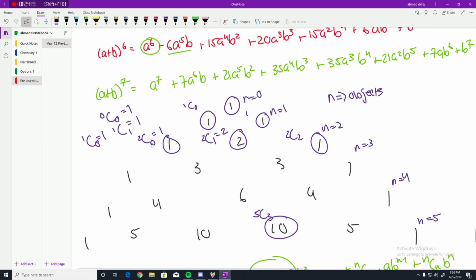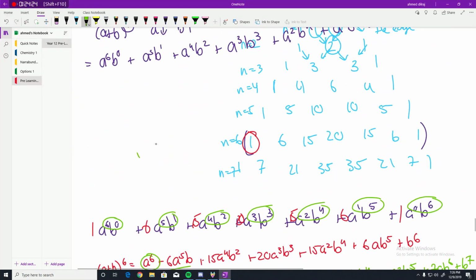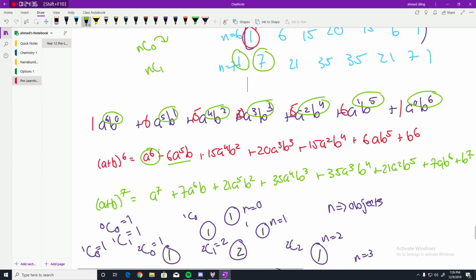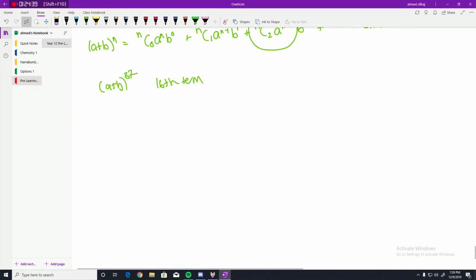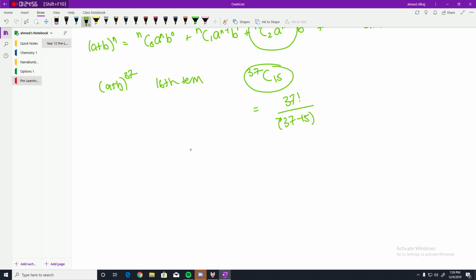Let's have a look at 37 minus 15 factorial. Okay, let's just see what happens. Over here, as you can see, n choose 0 gives us our first term, and n choose 1 gives us our second term, right? So if you want to figure out our 16th term, we have to do 37 choose 15, right? So over here what we get is 37 factorial on 37 minus 15 factorial times 15 factorial, right?